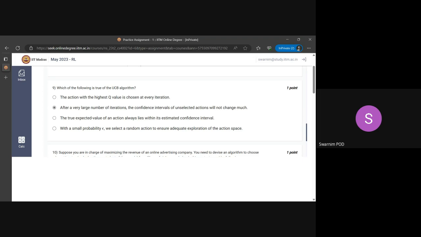The third one is: the true expected value of an action always lies within its estimated confidence interval. So it is an assumption. Yeah, sure, but this is for the epsilon greedy exploration strategy, right? It will fit that more. The third one states the epsilon greedy strategy, where we try to maximize it.